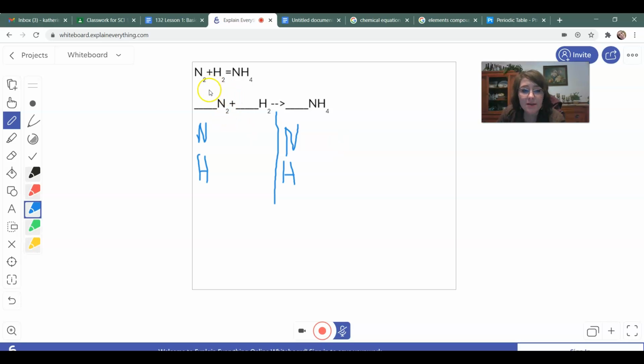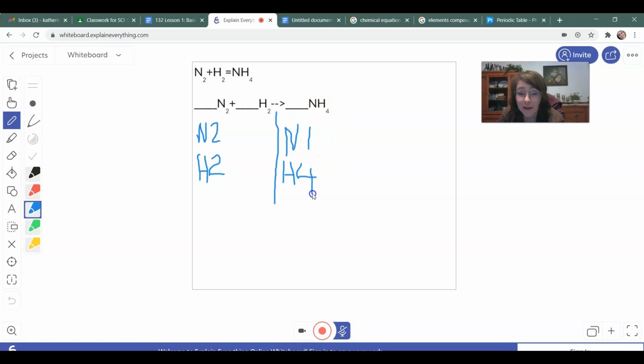We're going to count the number of nitrogens on each side. On this side, right now we have N2. There isn't a nitrogen over here, so we just have two nitrogens. On this side, there's no number right here, so there's only one nitrogen. Then let's go to the hydrogens and count those up. On this side, we have H with a little 2, so that means we have 2 hydrogens. And on this side, we have 4 hydrogens.